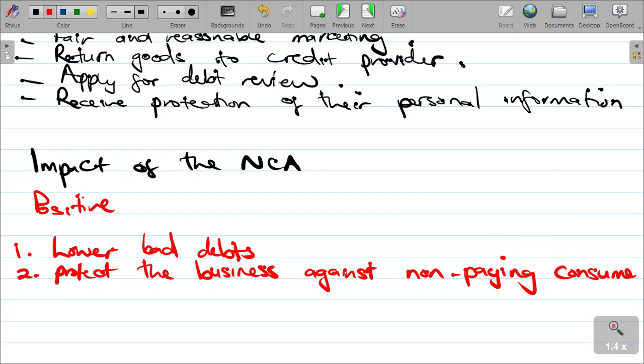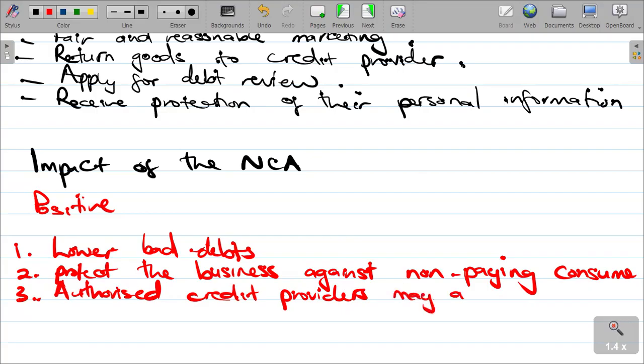It authorizes credit providers, meaning to say they may attract more consumers.